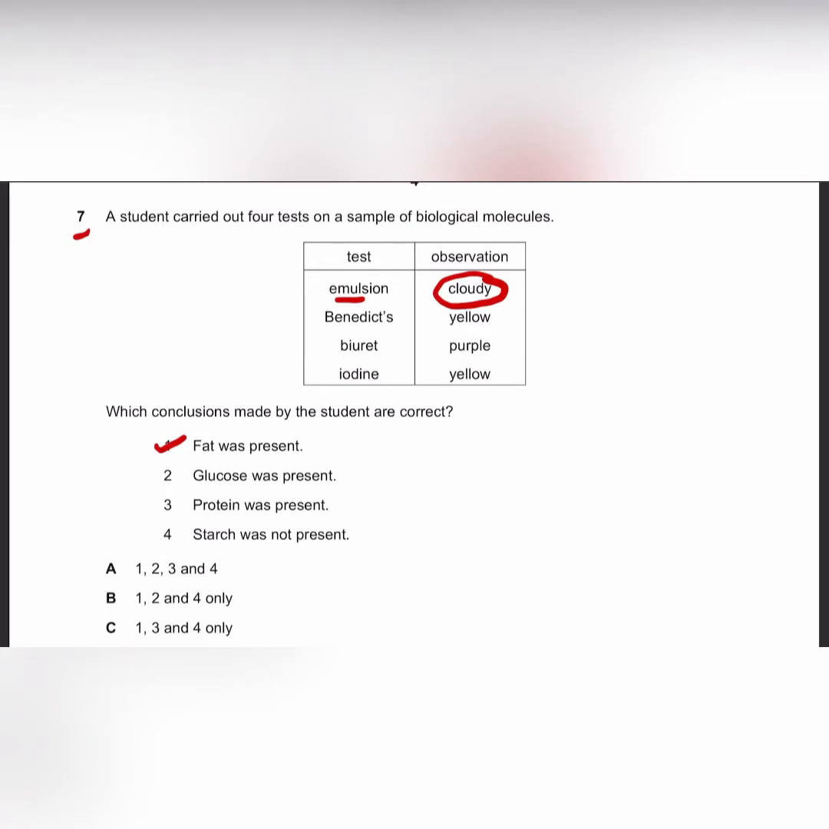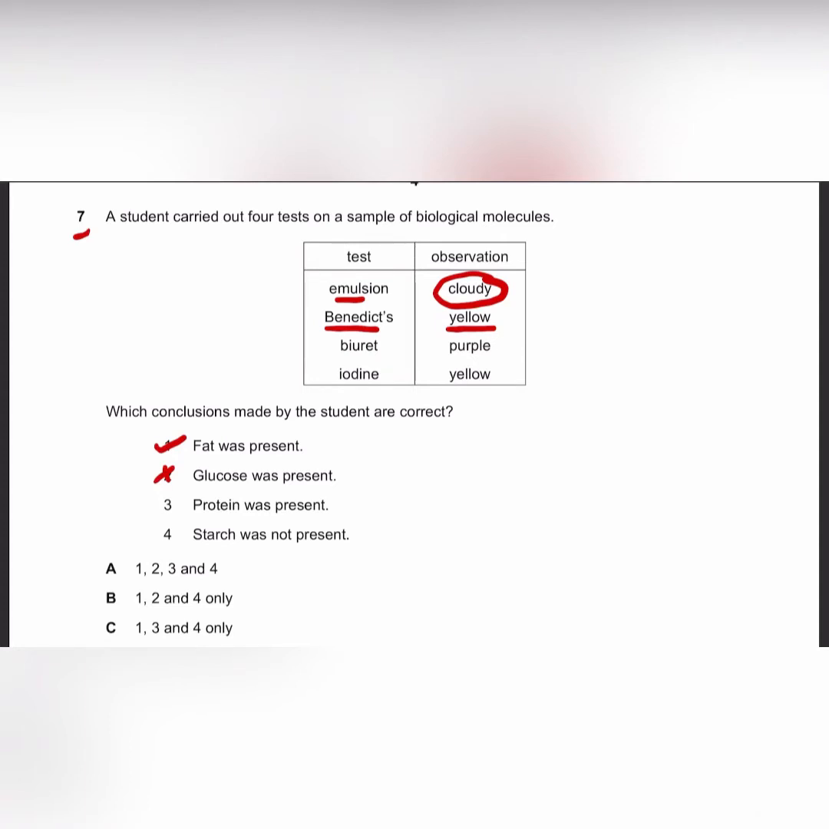When we carried out Benedict's test, the color changed from blue to yellow. This means that reducing sugars are present. This does not signify that glucose was present. Any reducing sugar could be present. Benedict's test is for reducing sugars. Benedict's test is specific for reducing sugars and not for glucose.